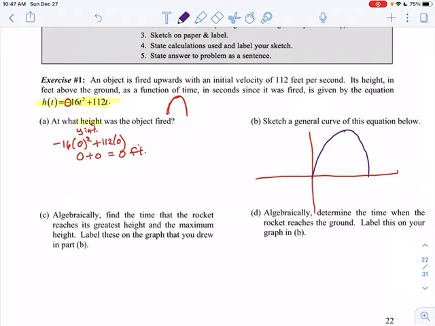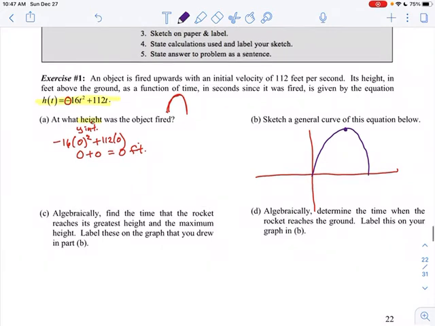All right, so the greatest height is right here, and that's going to be my turning point. Remember, to find that point, I'm going to use my axis of symmetry. To find the x-coordinate, it's going to be negative b over 2a. So that's going to be negative 112 over 2 times negative 16, and that's going to be 3.5. Now that's my time. Okay, so that's seconds that I'm talking about.